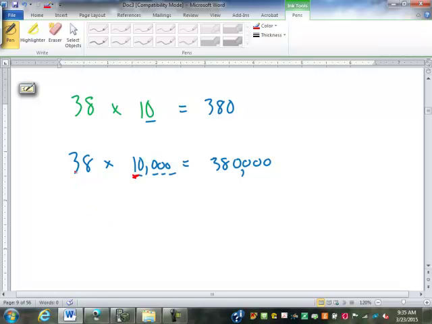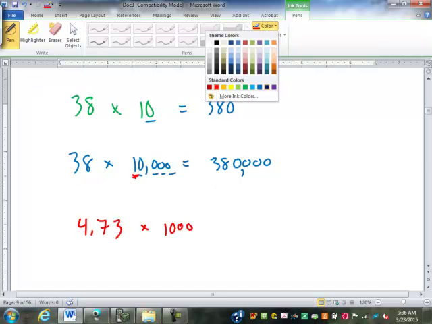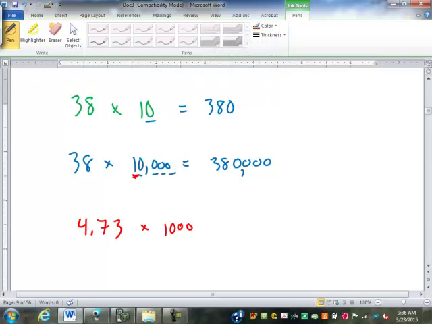Well, what if it's not a whole number like 38? What if it's like 4.73 times 1,000? Now you can't just count the zeros and put the zeros on the end of the number. Okay, you count the zeros. There's 3 zeros. And that's, instead of just adding zeros to the end, the number of zeros is telling you to move the decimal point.